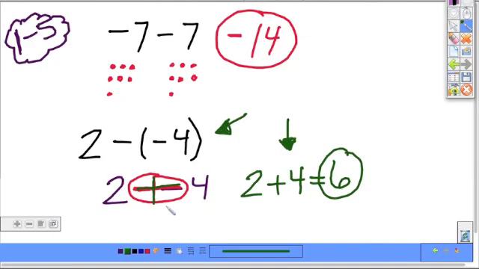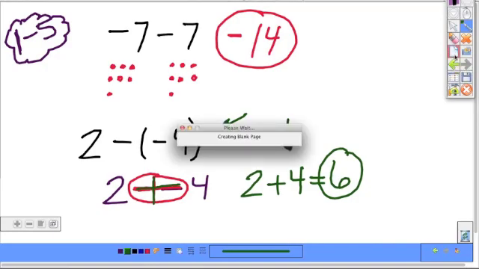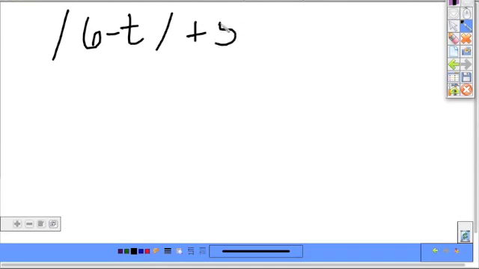All right. How are we doing so far? Hopefully good, right? Okay, let's try another one. All right. I'm going to throw an absolute value in there. We shouldn't be scared of absolute values. Absolute values are our friends. So I'm going to do 6 minus t, absolute value, plus 5. And I'm going to tell you that t equals -4.